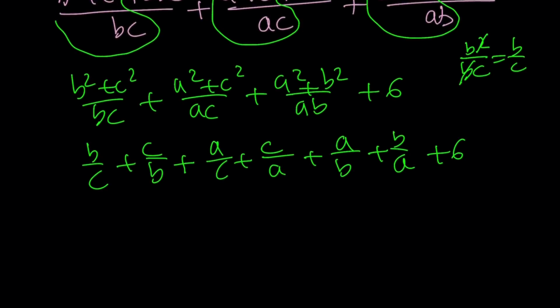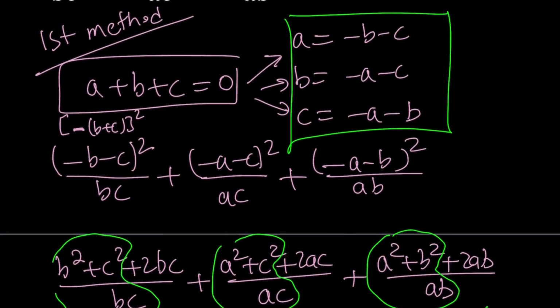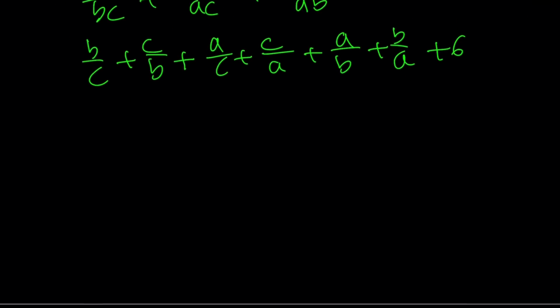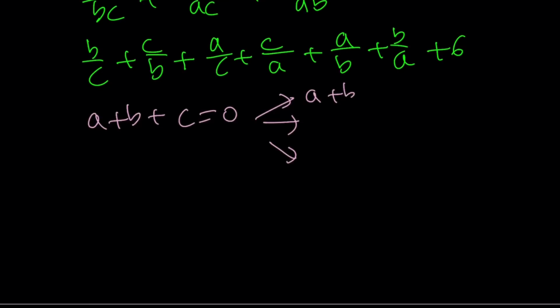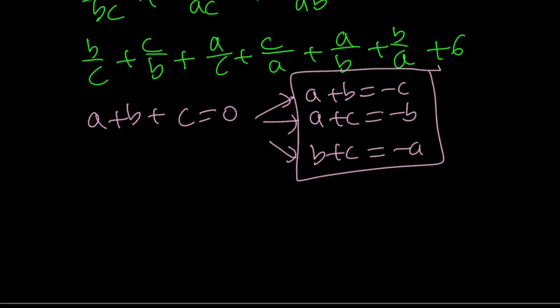We can kind of put two terms together so that we can take advantage of the original expression. But this time, I want to manipulate this a little differently. And here's how I'm going to do it. A plus b plus c is equal to 0. So from here, I can also say a plus b is negative c, a plus c is negative b, and b plus c is equal to negative a. So I can use these now. But the question is how?